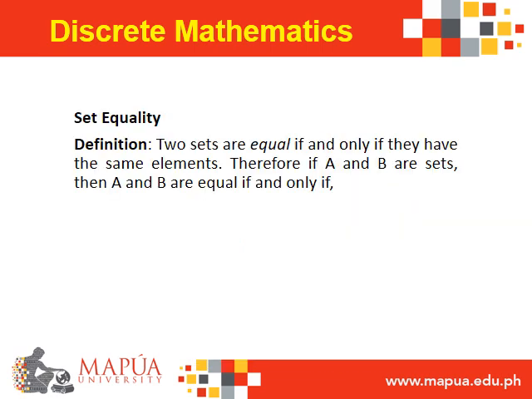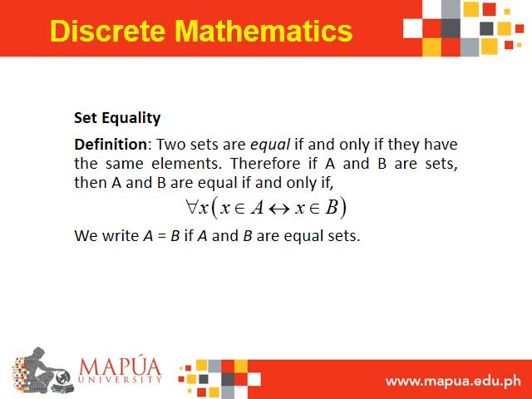Set equality. Two sets are equal if and only if they have the same elements. Therefore, if A and B are sets, then A and B are equal if and only if every element of set A is an element of set B and vice versa. We then write them as equal sets. Note that repeated elements in your set do not matter as long as the elements are exactly the same.